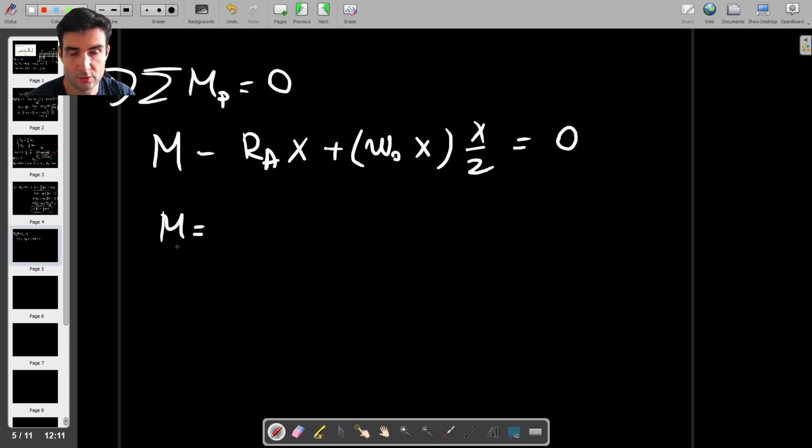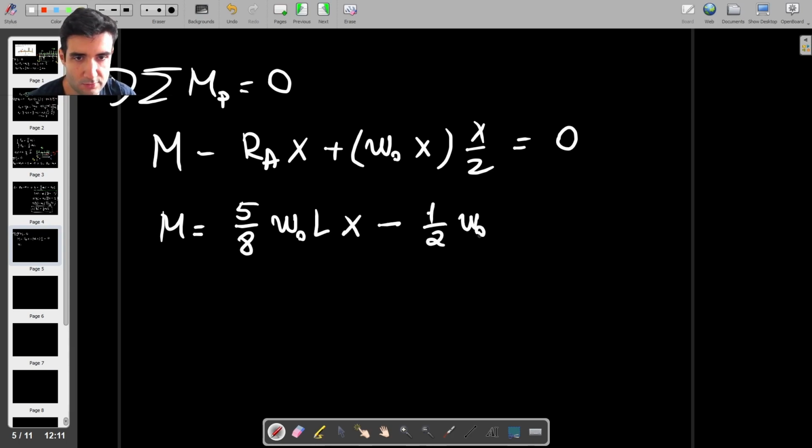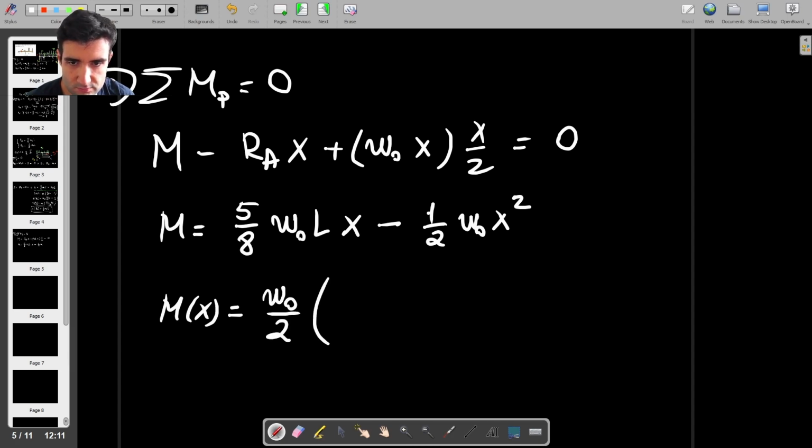So the moment will be Rax. So Ra, again, we said it's 5 over 8 W naught L x minus 1/2 W naught X squared. So if you want, which I think I'll do, I'll say that M as a function of X will be W naught over 2 brackets. So I'm factorizing W naught over 2. And this is 5 over 4 L times X minus X squared.